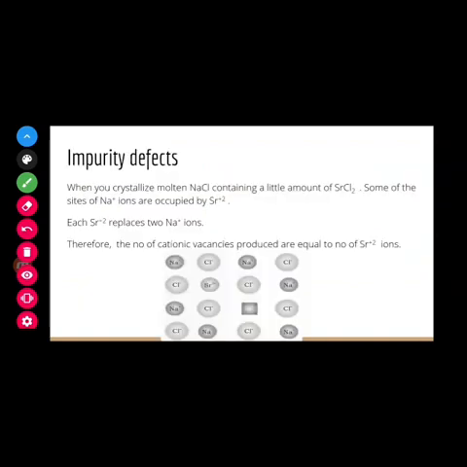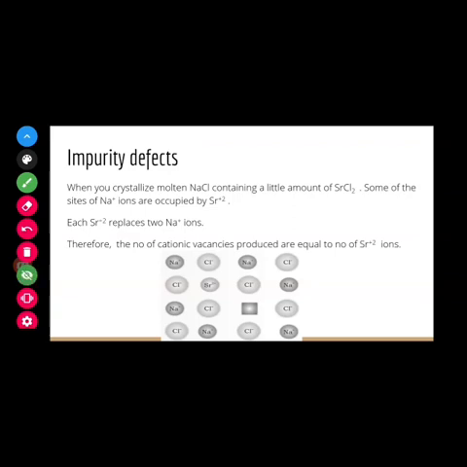So we had learned that point defect can be classified into impurity defect, stoichiometric defect, and non-stoichiometric defect. We learned what is stoichiometric defect, and we learned 4 classifications of stoichiometric defect, that is Schottky, Frenkel, vacancy, and interstitial defect. Now we will move on to the next type of defect, that is impurity defect.